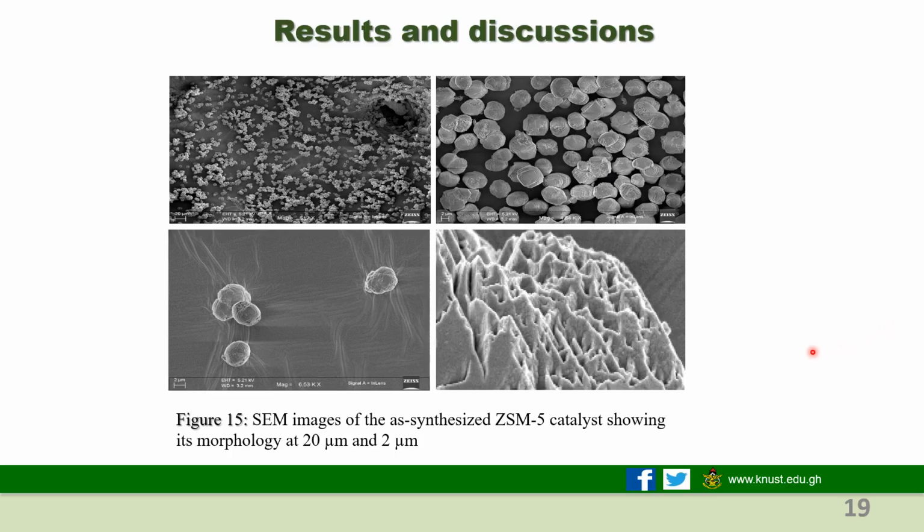Scanning electron micrographs of ZCS2 were also taken to determine its surface morphology. At 20 microns, it was observed that the synthesized ZSM5 in the ZCS2 sample had a spherical morphology, and at 2 microns, it was observed that it had a porous surface as is expected of ZSM5.